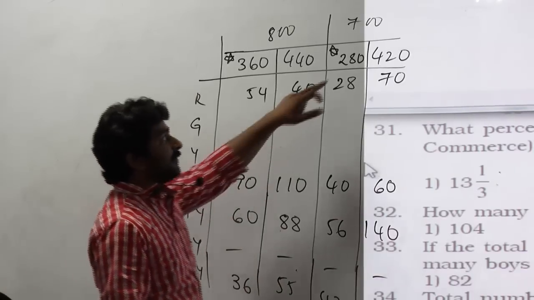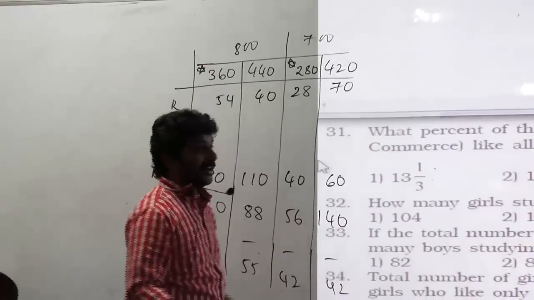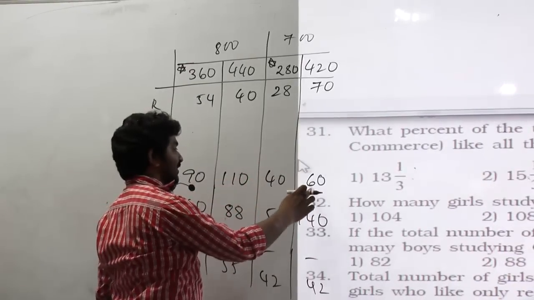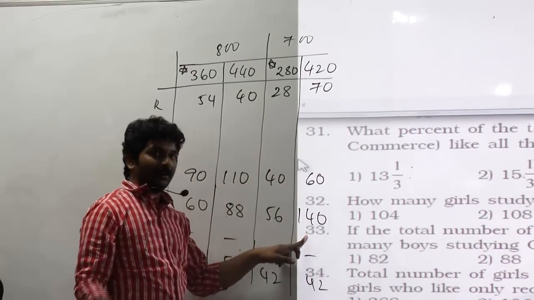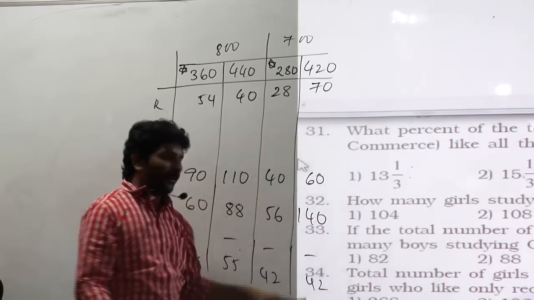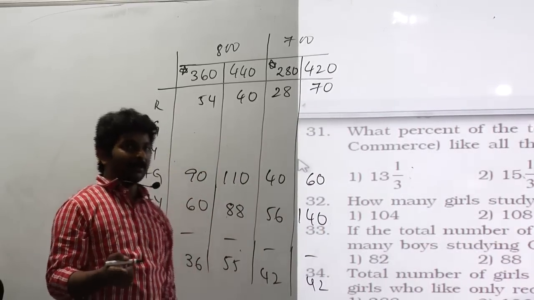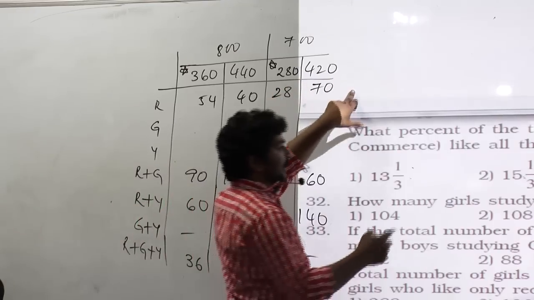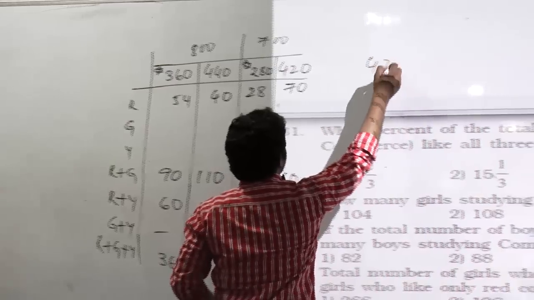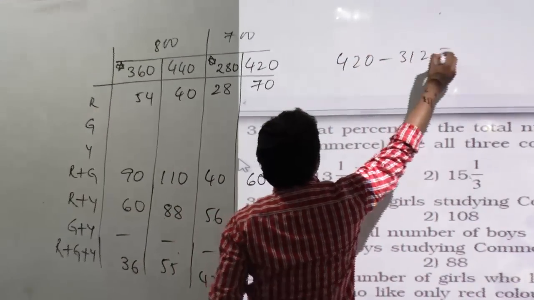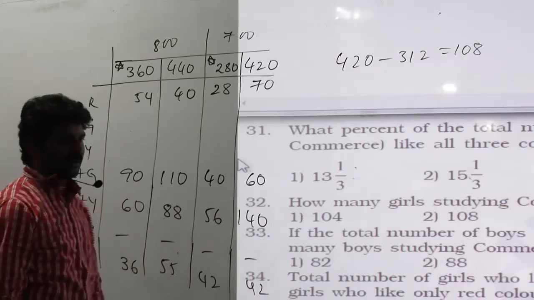So out of girls who study commerce, those who like red color are 70, 60, 140, 42. 60 plus 140 is 200, 70 plus 42 is 112, plus 200 is 312. Out of 420, 312 students like red, the remaining do not like red. So 420 minus 312 is 108. Were you asked about number or percentage? Just a number, 108, that's it.